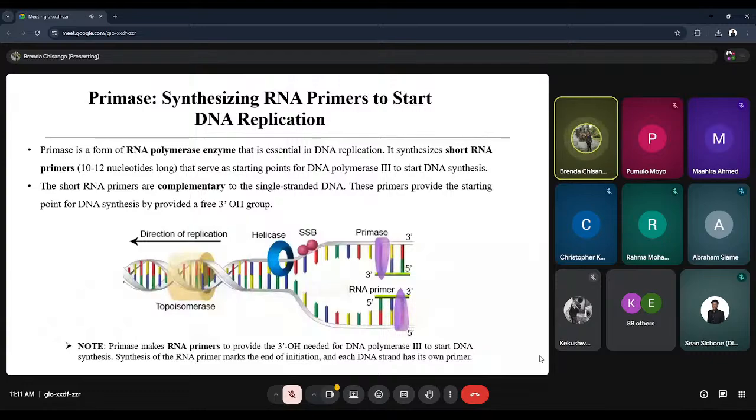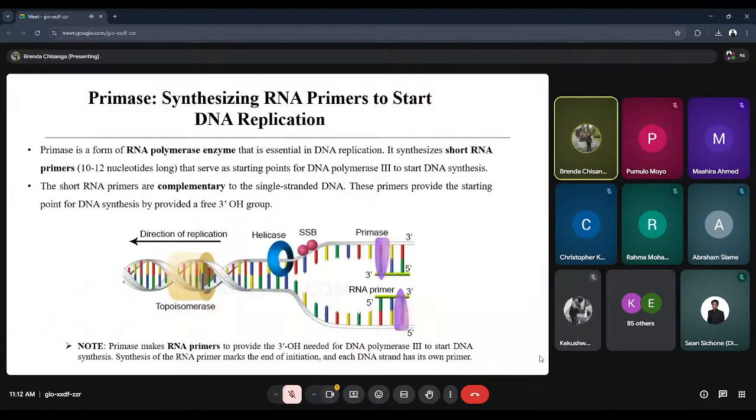Now, I think we're at the point where we're talking about replication. So just to note, that was initiation. Now replication, or elongation, should I say, is a process where we start adding nucleotides to this DNA. We've opened it up, it's been stabilized, supercoiling has been taken care of, so we can start adding nucleotides.